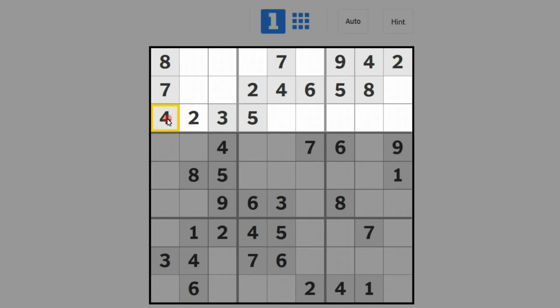Number 3 only appears once. Number 4 appears 3 times. Number 5 appears twice in this block, so we need a number 5 here. It can't be in the bottom row. It can't be in the middle row because there's already a 5 here. So the only place a number 5 can be in this block is either in this cell or in this cell. Now it can't be in this cell because there is already a 5 in this column. So the number 5 has to go here.